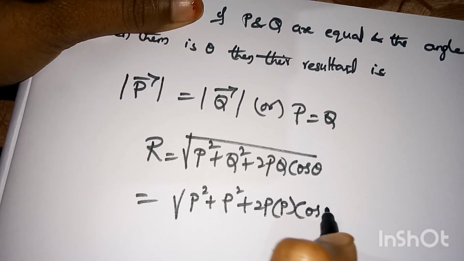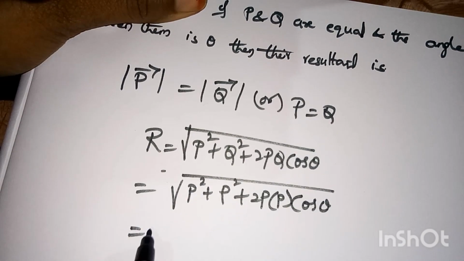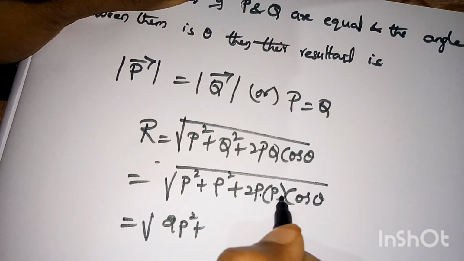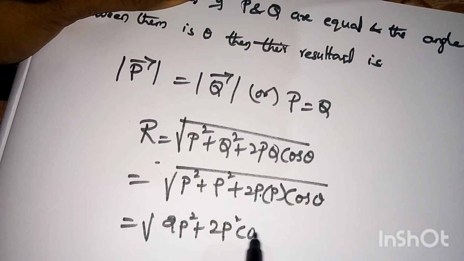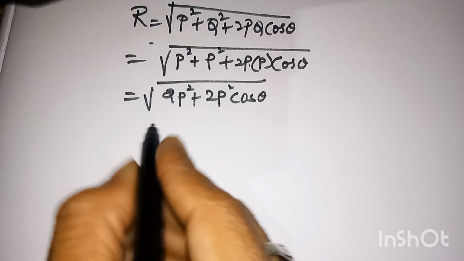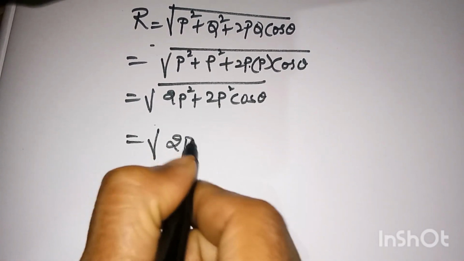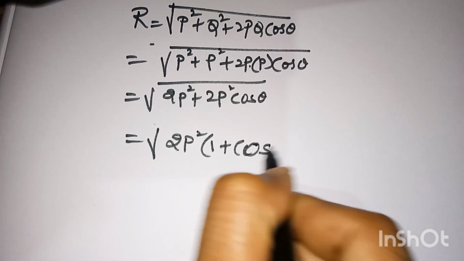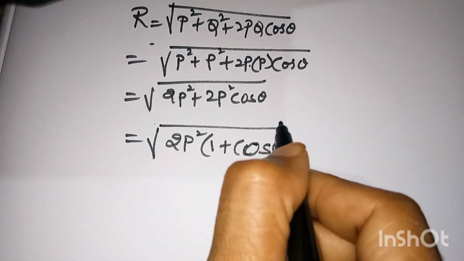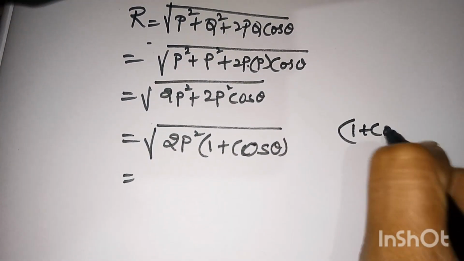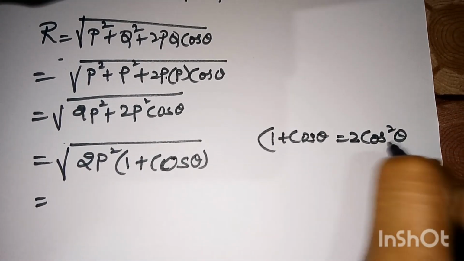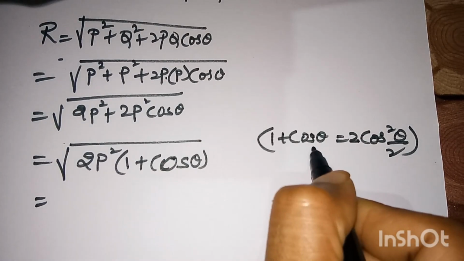So what will you get here? P square plus P square is 2P square, plus 2P into P is 2P square cos theta. In both of the terms you have common 2P square. Take common here: 2P square times (1 plus cos theta). What is the formula in trigonometry for 1 plus cos theta? 1 plus cos theta is 2 cos square theta by 2. This is the formula for 1 plus cos theta.